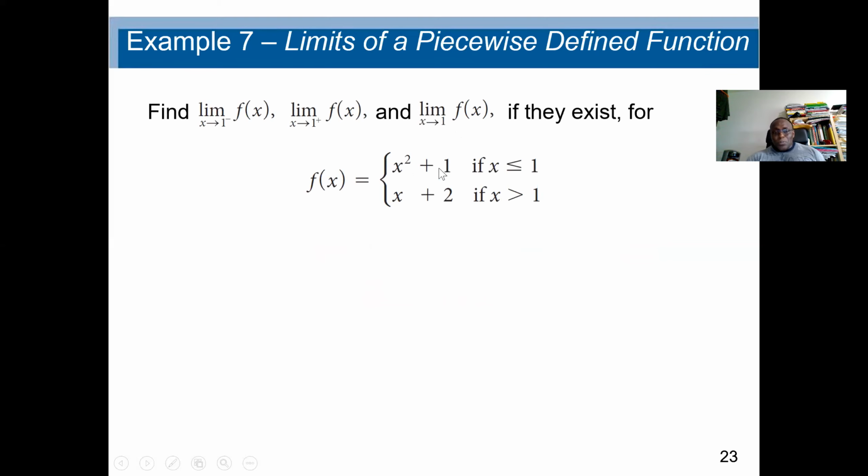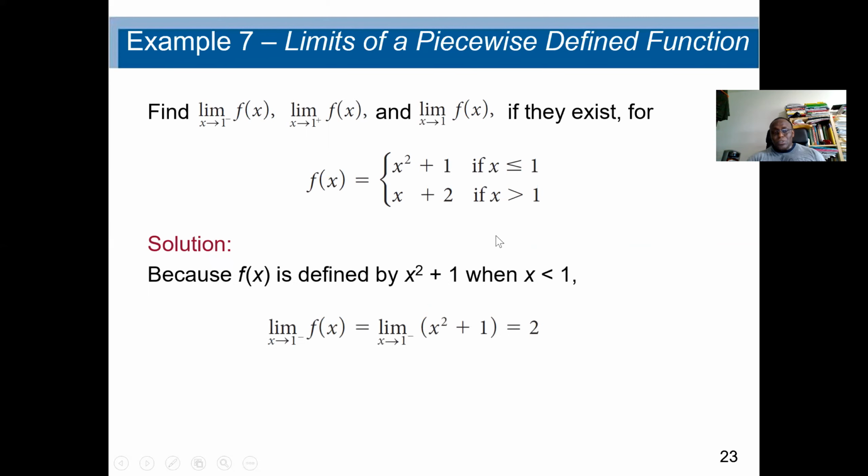So here we have x squared plus 1 when x is less than or equal to 1, and x plus 2 when x is greater than 1. This is called a piecewise function. Now, for the limit to exist in this piecewise function, the answer for x squared plus 1 when x is less than or equal to 1 should be the same as x plus 2 when x is greater than 1. So let's solve it.